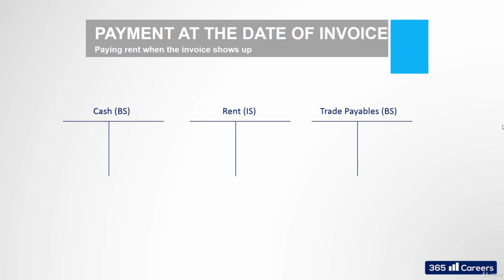Now let's consider the first scenario, when payment and expense recognition occur simultaneously. We will pay $1,000 for rent. Our cash will decrease by $1,000. And because cash is an asset, we must credit it for $1,000. And we'll debit rent for $1,000 because it is an expense, and it increases.